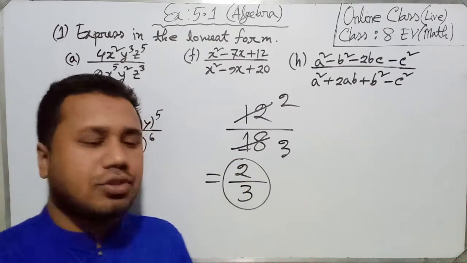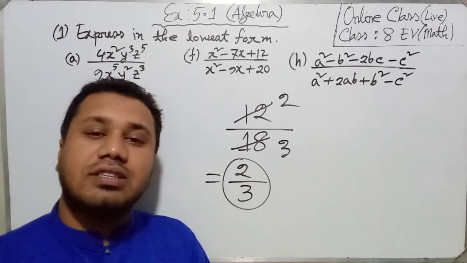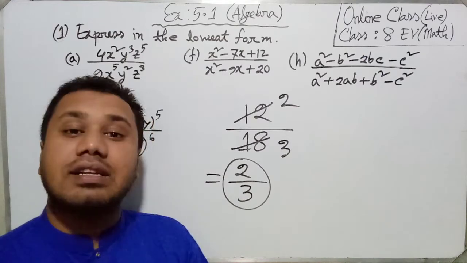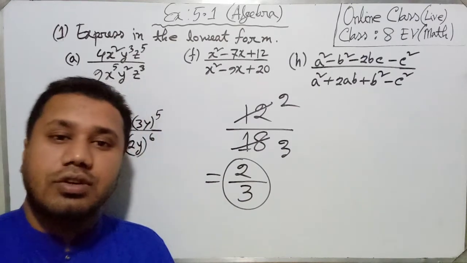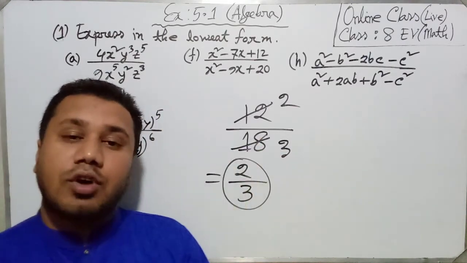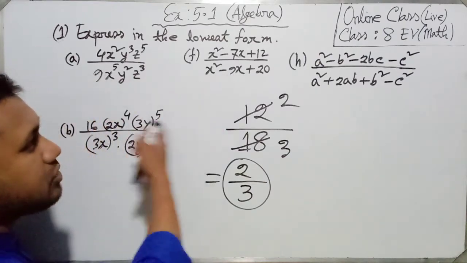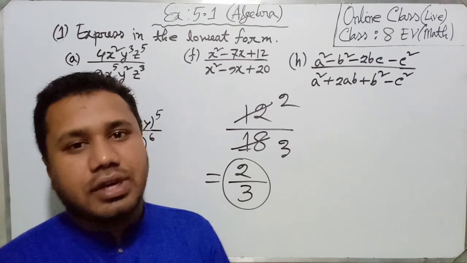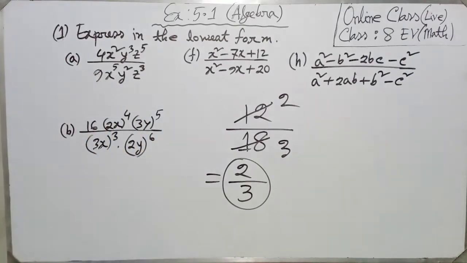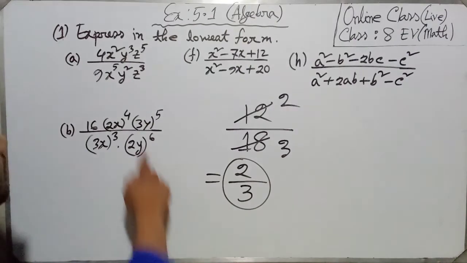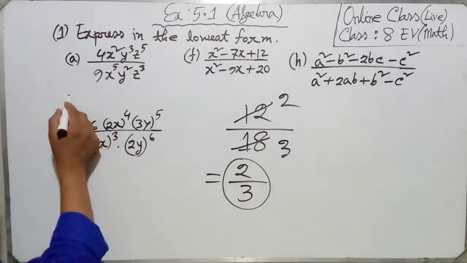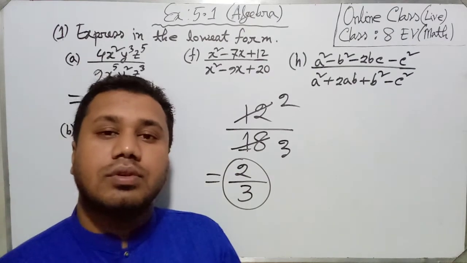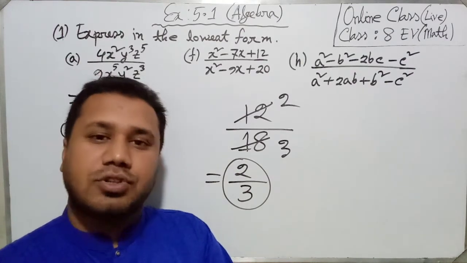So after minimization, this is 2 and 3. These are two prime numbers, so we can't minimize. So this is our final answer, and this is called lowest form. This is a number example for your better understanding. But here, dear students, this is an algebraic expression. Now how can we solve it? Now look, problem number 1. Remember that for minimization at first you have to factorize the expression.